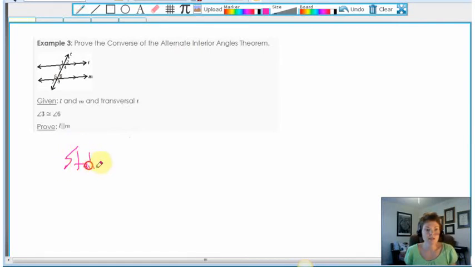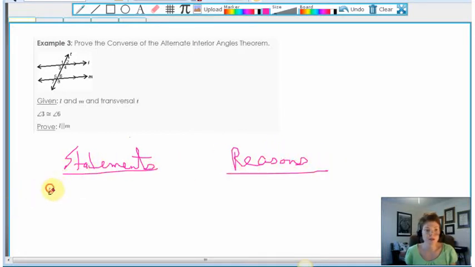We've got statements and we've got reasons, and you're going to need to hit pause just for a minute to get everything copied down. Okay. All right, so your given is that your lines are parallel.